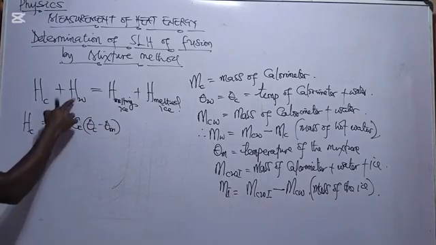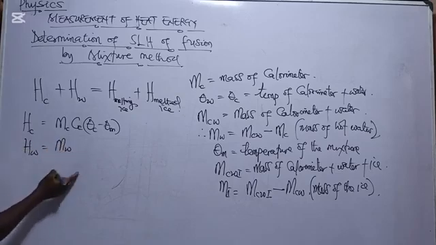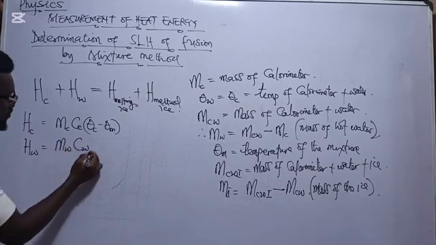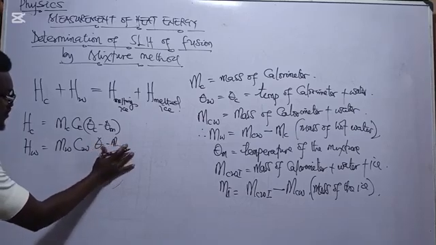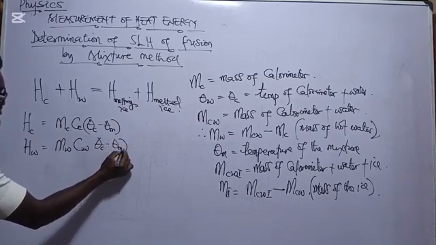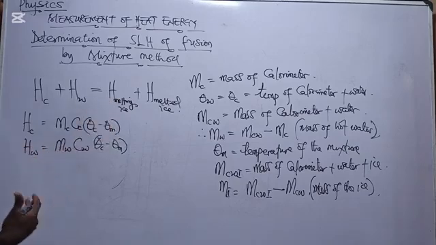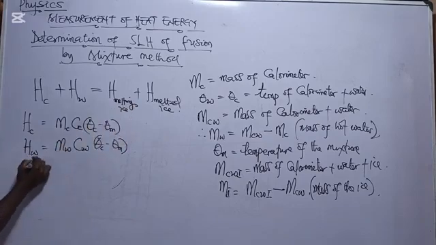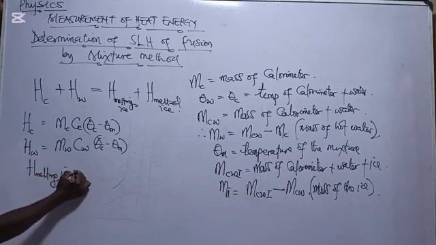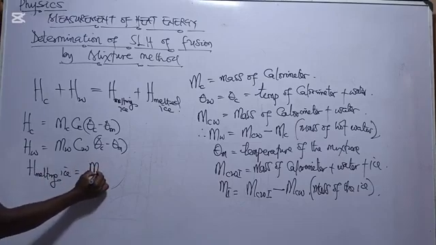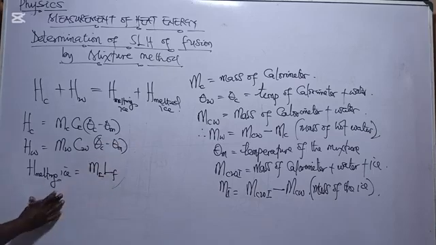Okay. Then what about heat loss by the hot water? We have mass of the hot water, the specific heat capacity of the hot water, then the temperature loss of the hot water. So we have this. What about the heat absorbed by the ice in order to melt? So the heat of the melting ice will now be M, mass of the ice, the latent heat of the ice, which is the latent heat of fusion.